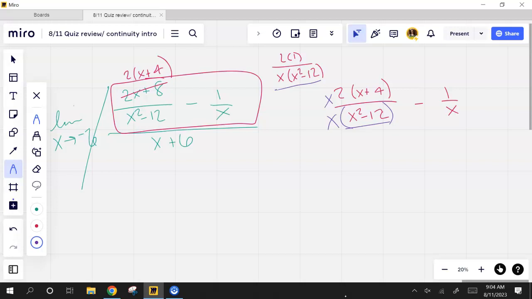What's X divided by X? Listen, Robert, listen. What's X divided by X? 1. What's 1 multiplied by anything? Whatever, itself, right? That's why I can multiply the top and the bottom by the same thing. I'm not changing the value. Yep. What is the second fraction missing?